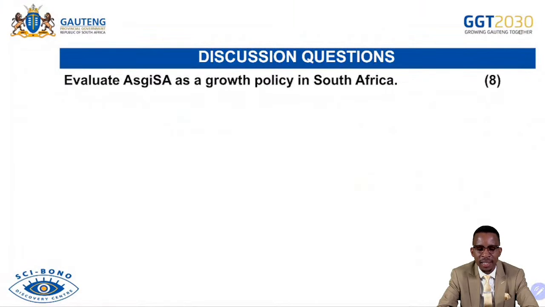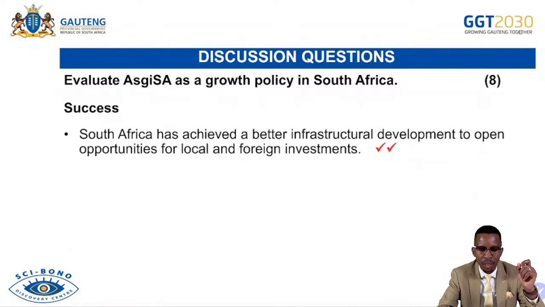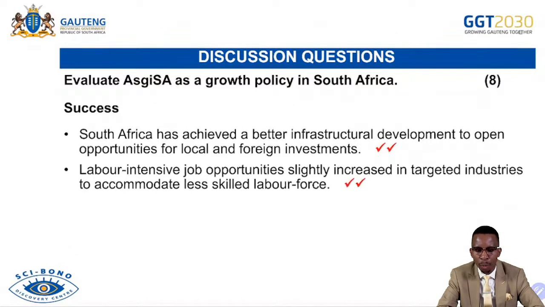And then evaluate ASGISA as a growth policy in South Africa. It is very important for you to know the objectives of the policy before evaluating, because you can't evaluate effectively without knowing the objectives. So South Africa has achieved better infrastructural development to open opportunities for local and foreign investments. Labor-intensive job opportunities slightly increased in targeted industries to accommodate the less skilled labor force.